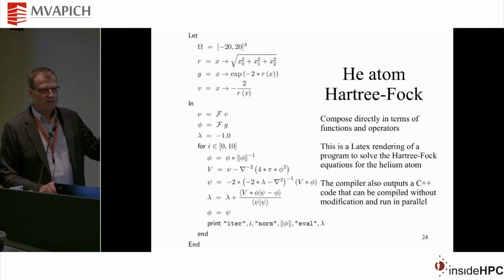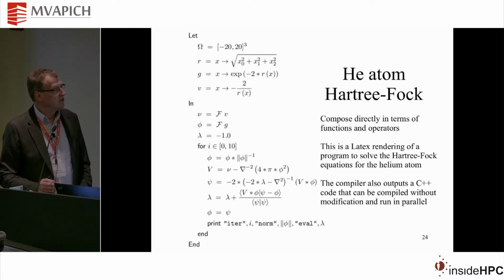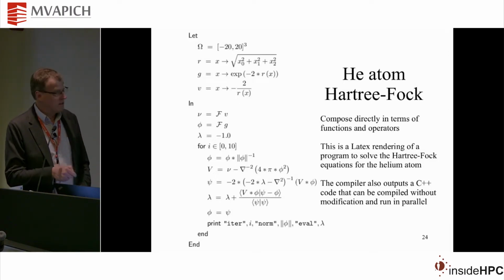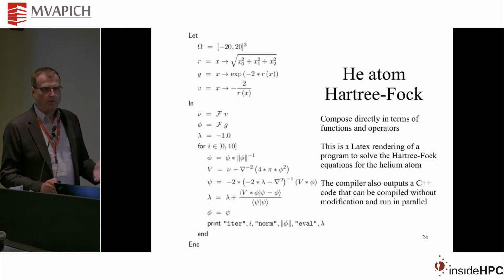At the very highest level, the composition environment kind of looks like this. If there's any chemist in the audience, this is solving the Hartree-Fock equations for the helium atom. But for everyone else, it doesn't really matter. What's crucial here is that the composition is in terms of functions and operators. It's not in terms of coefficients or sparse grids or matrix elements.